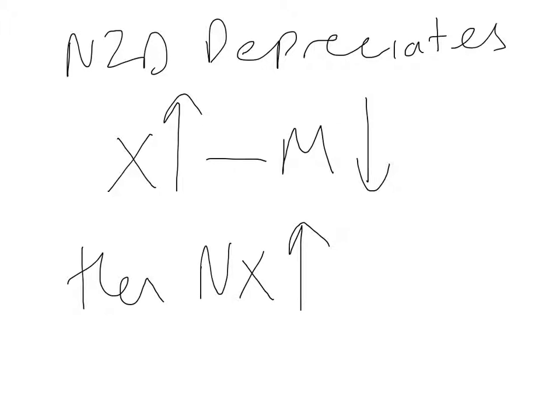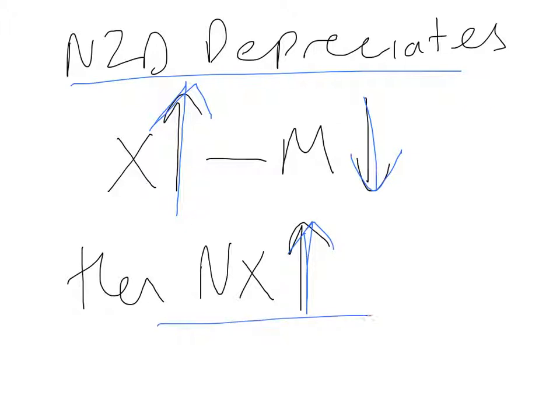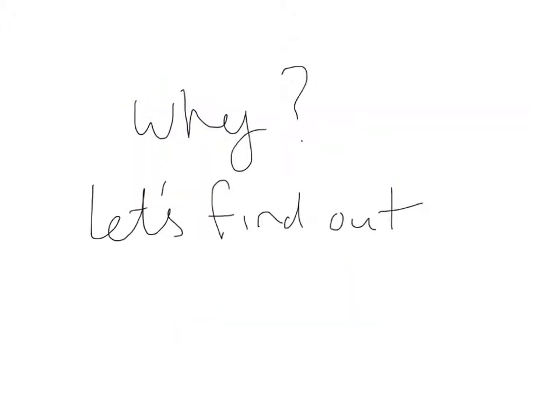Again, when the New Zealand dollar depreciates, what you're going to learn is that export revenue goes up, import expenditure comes down, therefore it must mean that net exports goes up. That's good. Okay, so let's find out why we have export revenue increasing or decreasing, or why we have import expenditure increasing or decreasing.